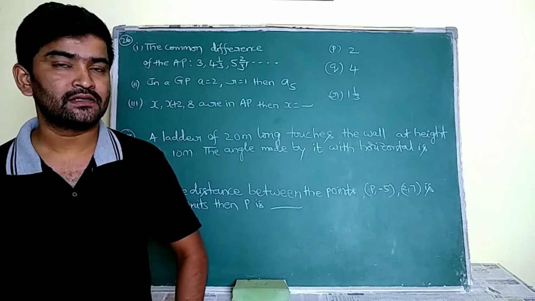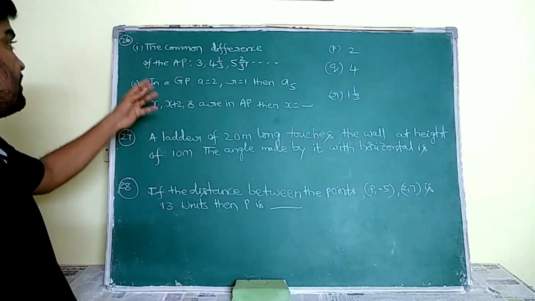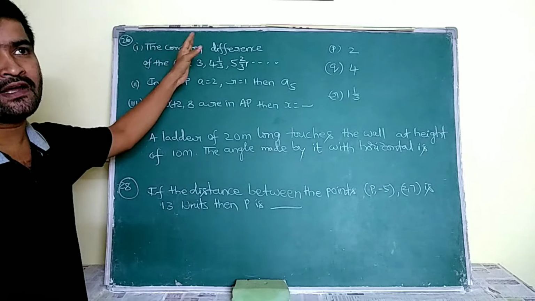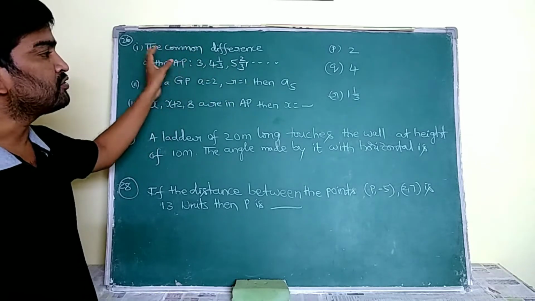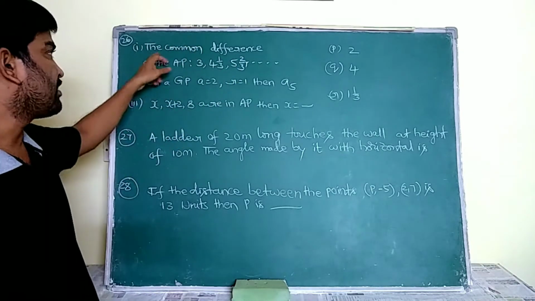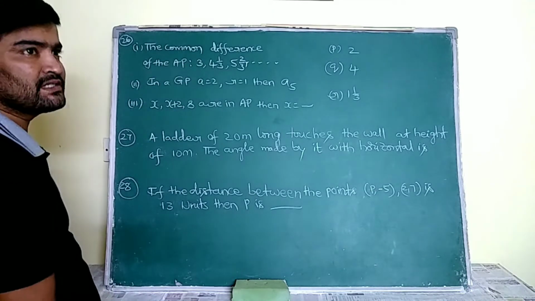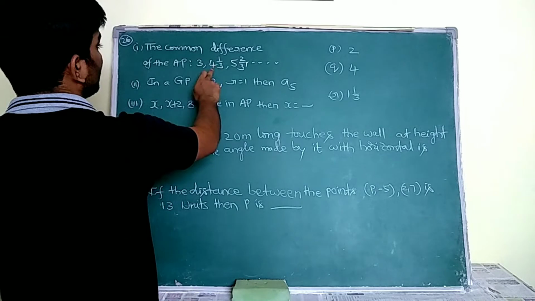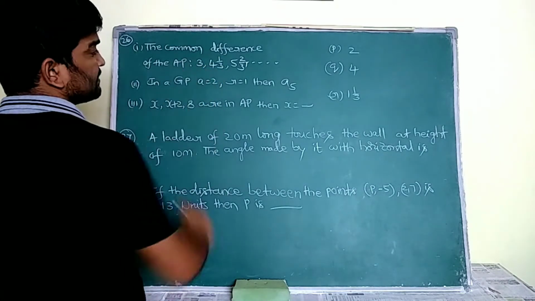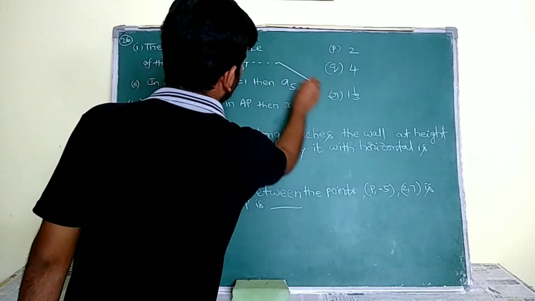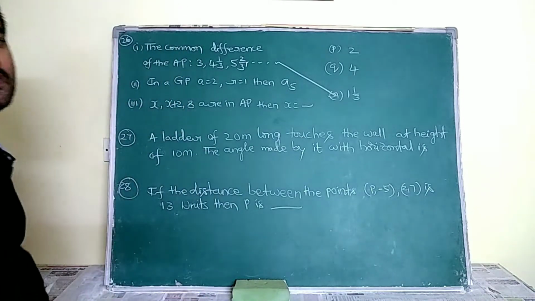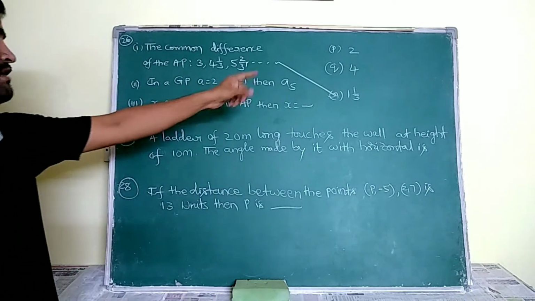Okay, that is the 26th bit now, see ma. Here it is giving a matching. We have to match the answers. See, the common difference of this AP is asked. We know that common difference means A2 minus A1. So 4 and 1 by 3 minus 3. That is, we know, 1 and 1 by 3. So that's why the common difference is 1 and 1 by 3.